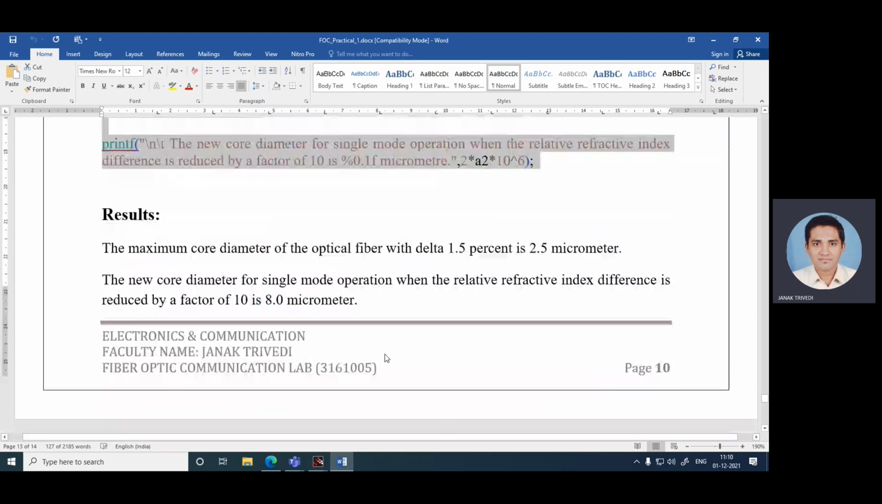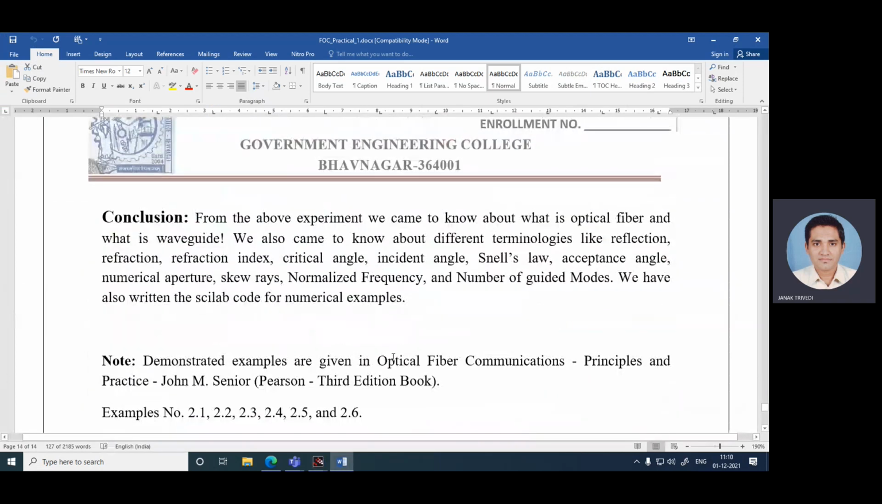Now, from the above experiment, we come to know what an optical fiber is and what a waveguide is. We also learn terms like reflection, critical angle, incident angle, Snell's law, acceptance angle, numerical aperture, skew ray, normalized frequency, and the number of guided modes. We also wrote the Scilab code for numerical examples. The demonstrated examples are given in Optical Fiber Communications: Principles and Practice by John M. Senior, Pearson publication, third edition, and the example numbers are 2.1, 2.2, 2.3, 2.4, 2.5, and 2.6.